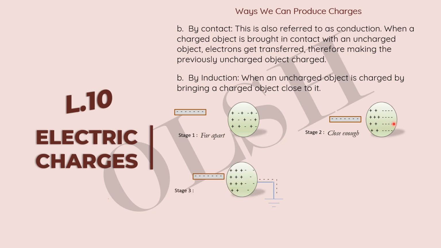If we then connect the back side of this object to ground, we'll lose these negative charges to the earth, and then this object will become positively charged once we remove the rod that we've connected to the ground. Automatically it becomes positively charged. So you can see that we have automatically charged this body by induction without it making contact with the charged object from stage 1.